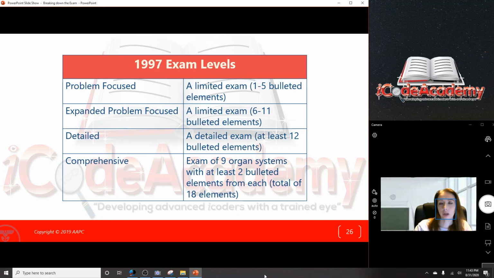So again, for your 1997 exam levels, you want to make sure that you're reading the guidelines in detail. Depending on what level, there are very specific bullets that need to be addressed within each type of the various exams for the specialties. If you're working with 97 guidelines, you're going to know it. Again, 1995 is going to be kind of your default unless you're in a specialized area.